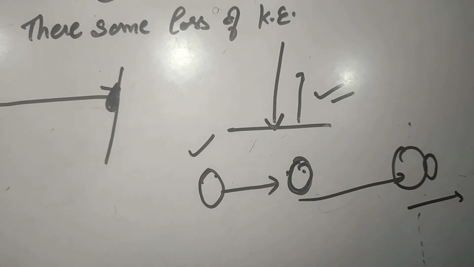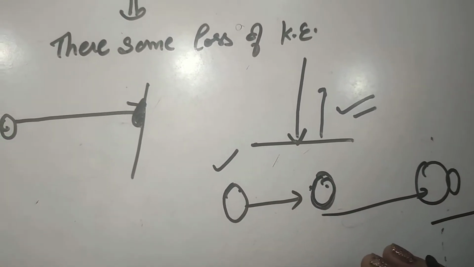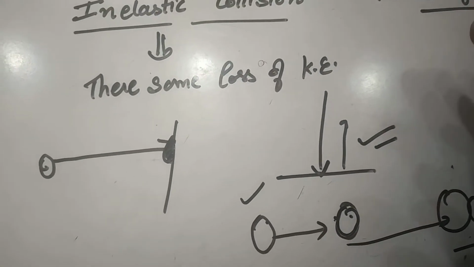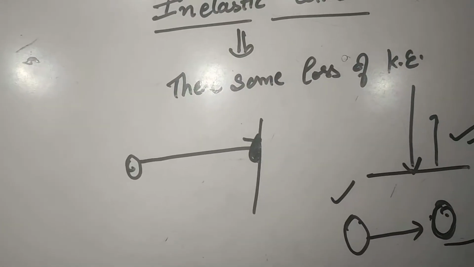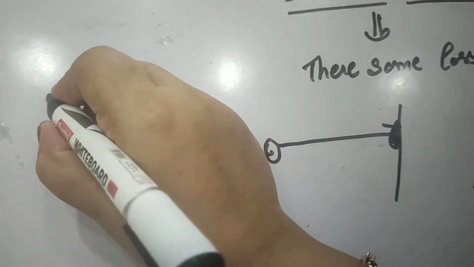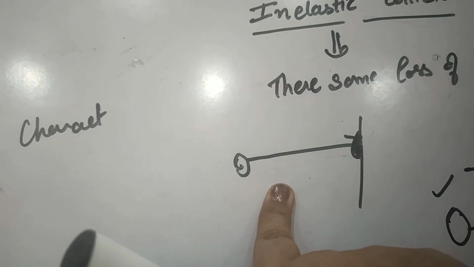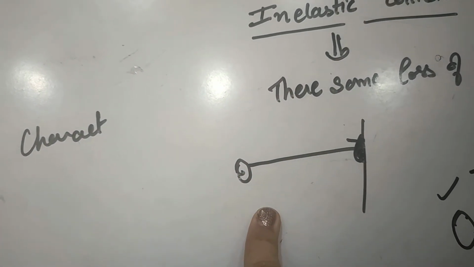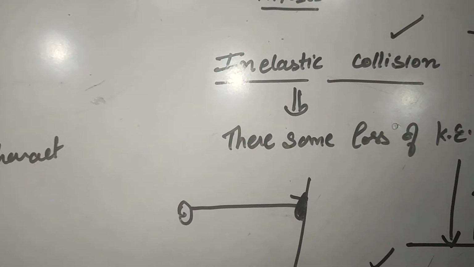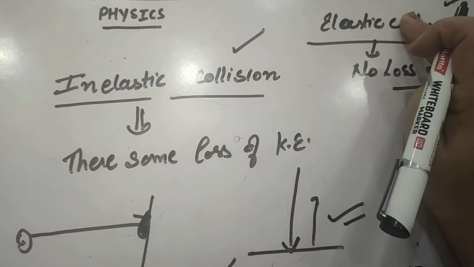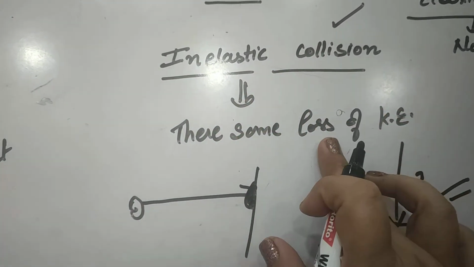So whenever there is a slight loss or complete loss of kinetic energy, such collisions are known as inelastic collisions. And if we talk about the essential conditions or characteristics of inelastic collision, see, momentum will always be conserved and total energy will always be conserved in both elastic and inelastic collision. The difference will be kinetic energy. In elastic collision, no loss of kinetic energy, but in inelastic collision there is loss of kinetic energy.